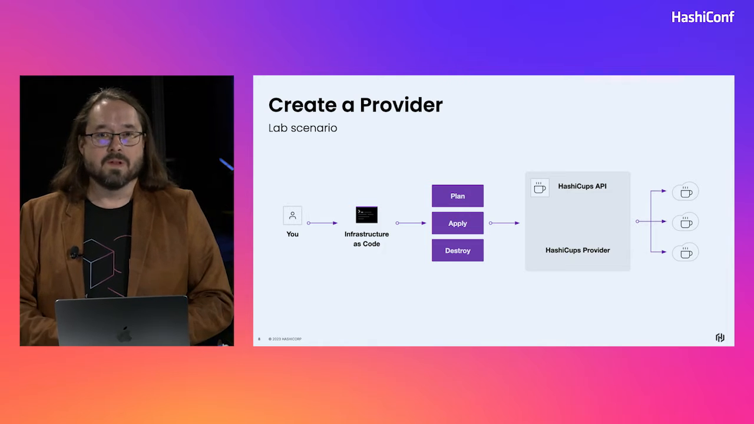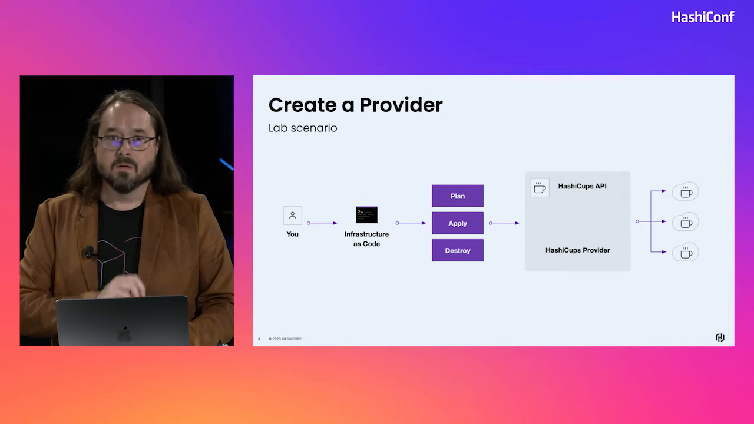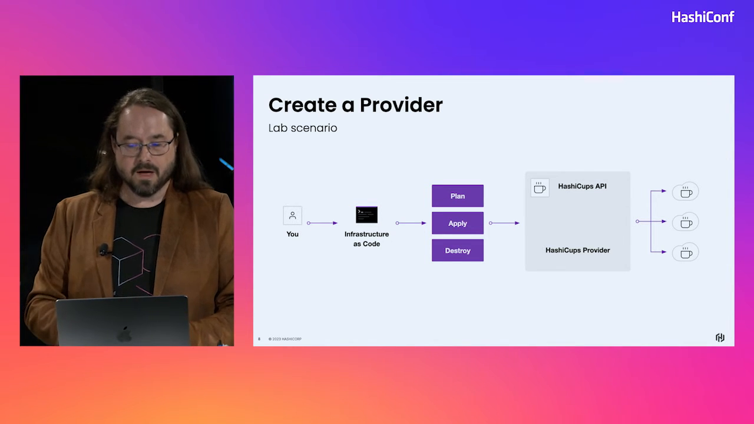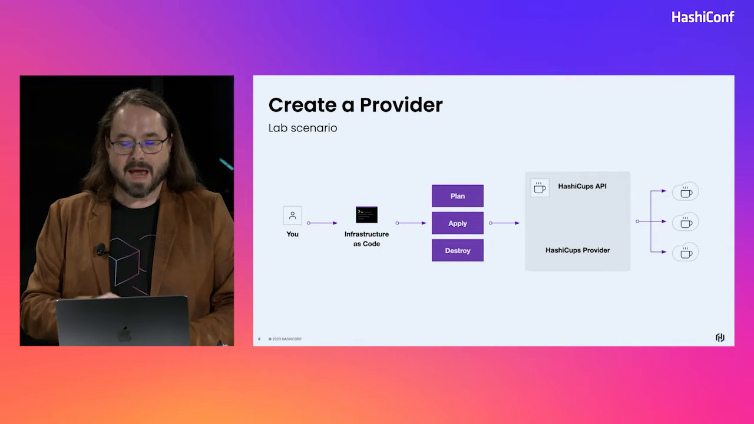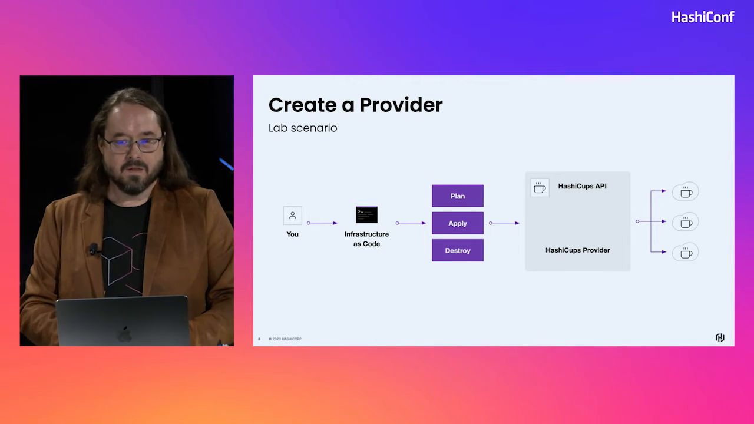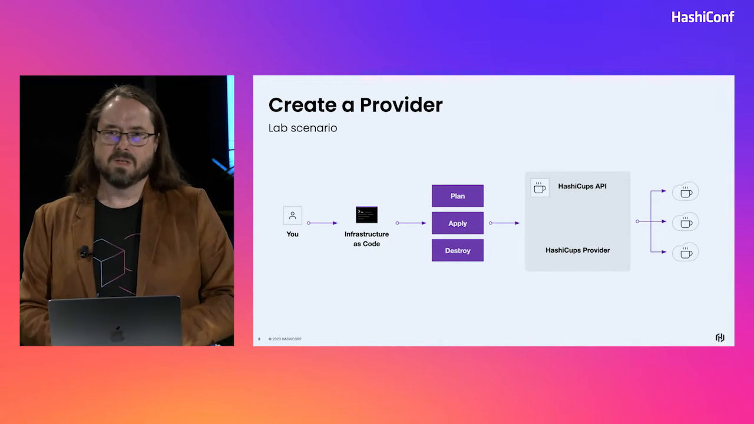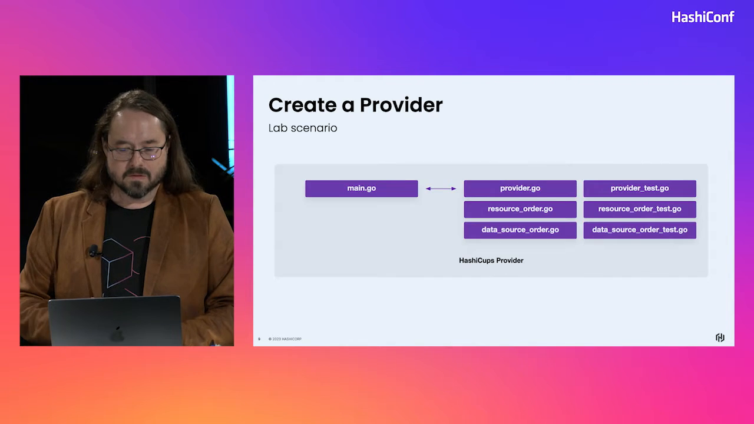So let's talk about the lab scenario that we're going to look at today. Again, you're going to be able to write infrastructure as code to plan, apply, and destroy configuration. And in this case, the scenario is going to use a fictional HashiCorp application that's going to be all about provisioning coffee, which is very important for a lot of us developers.